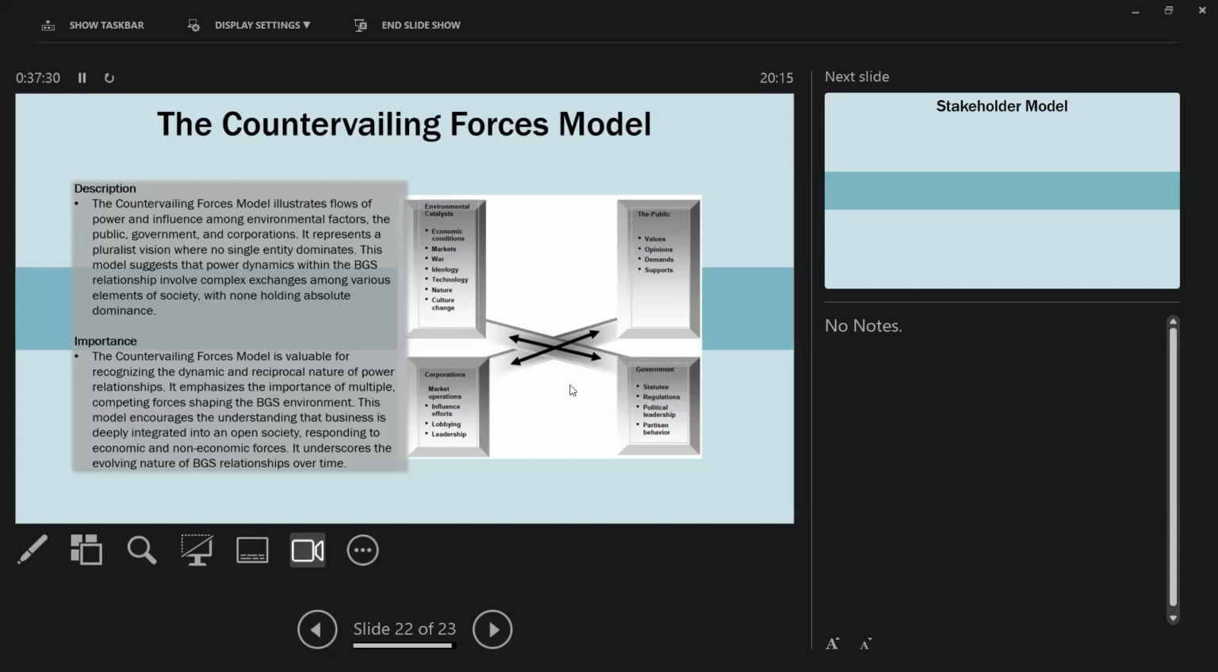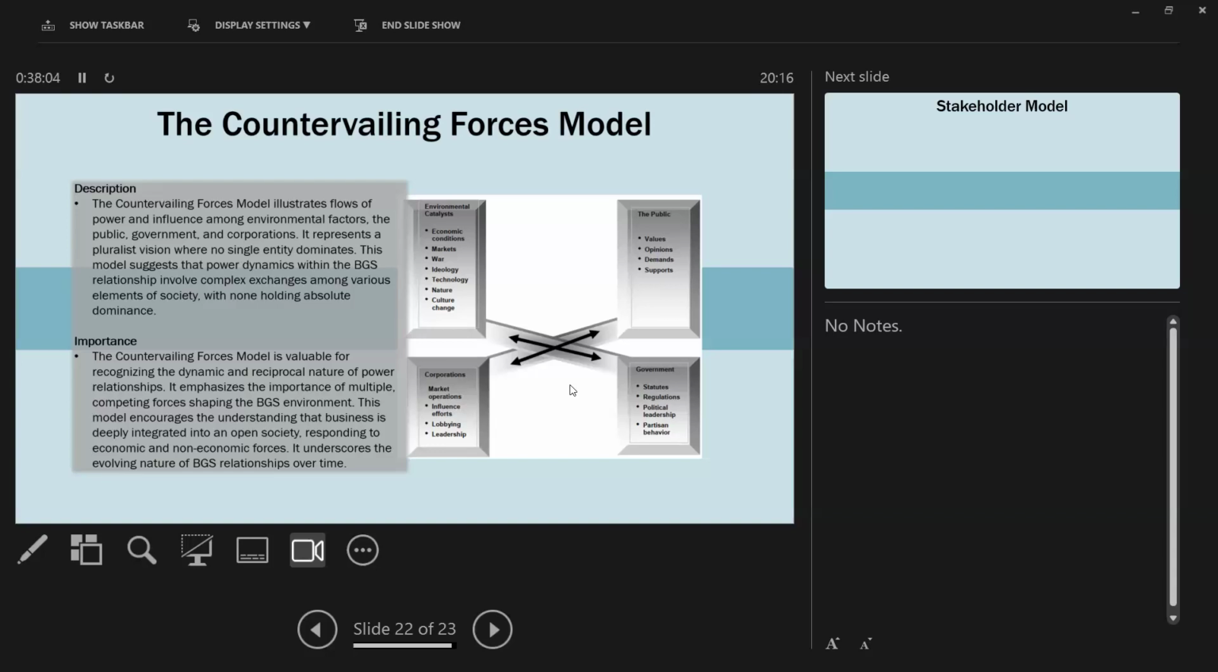So definitely the importance of this model is it is valuable for recognizing the dynamic and the reciprocal nature of power relationships, right? So it emphasizes the importance of multiple competing forces shaping the BGS environment. So this model encourages the understanding that business is deeply integrated into an open society responding to economic and non-economic forces, and it underscores the evolving nature of the BGS relationship over time.